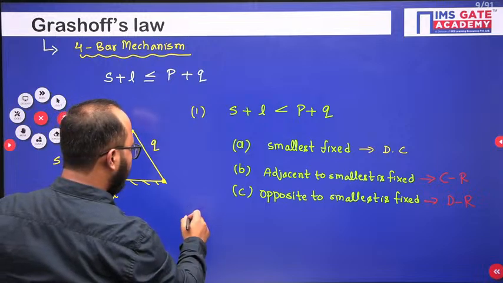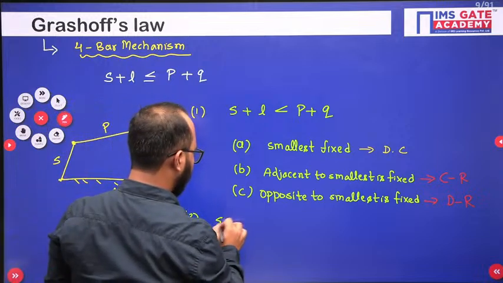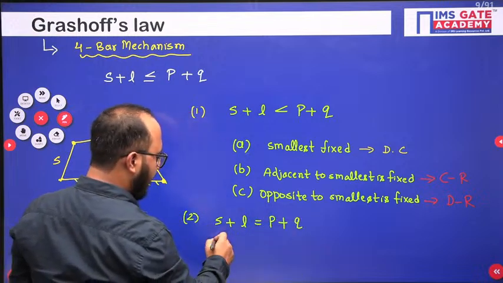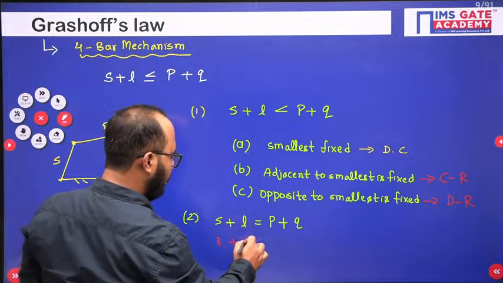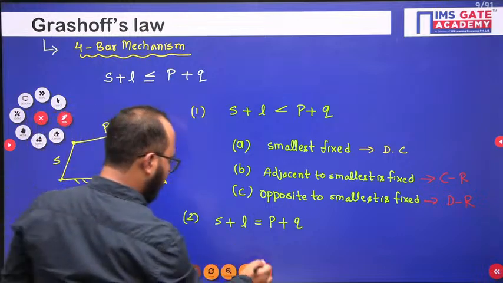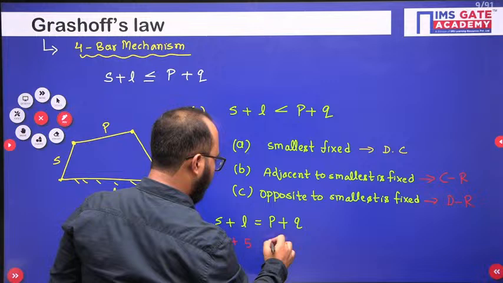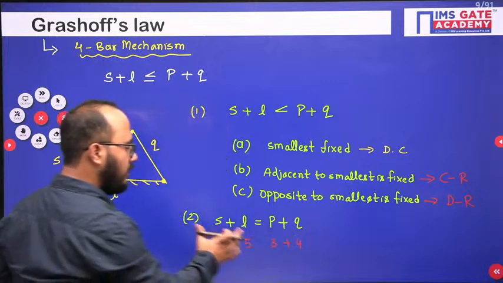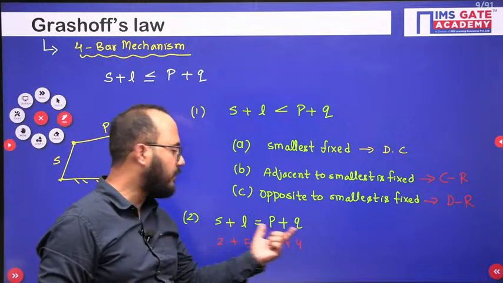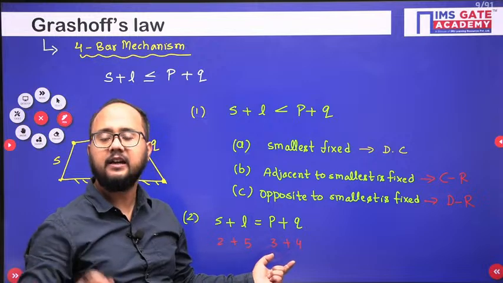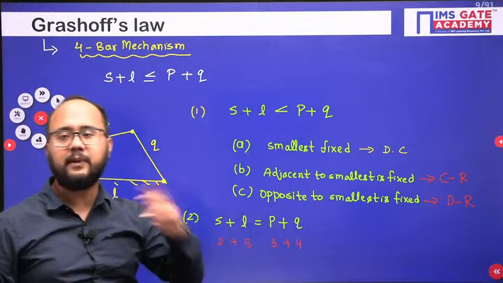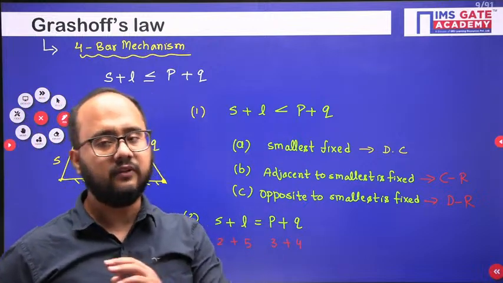Now let's suppose the second case, smallest plus longest equals P plus Q. In this case, what happens? It can be different numbers, like 3 plus 4, that is 7, or 2 plus 5, 7. Grashof's law is still valid. But if S plus L equals P plus Q and all the link lengths are different, then the previous first case will get repeated.